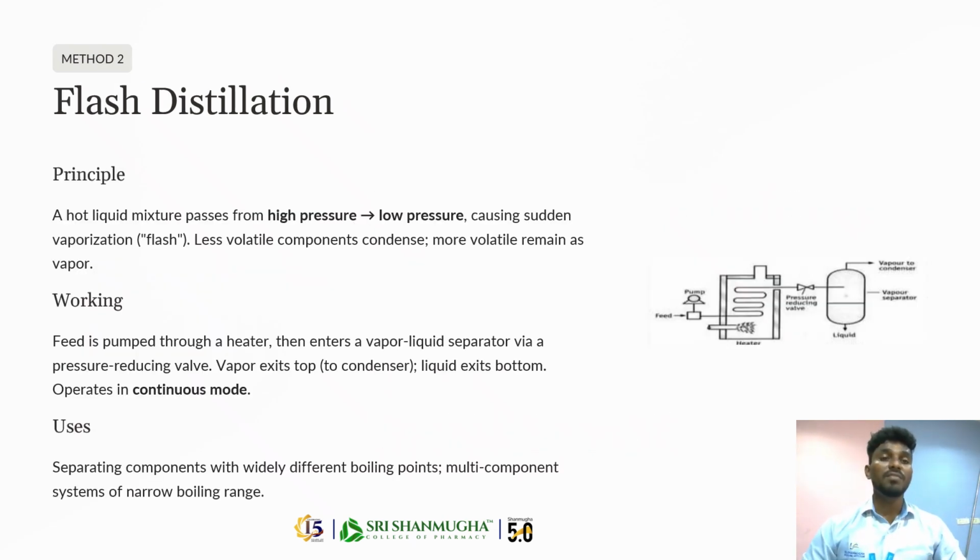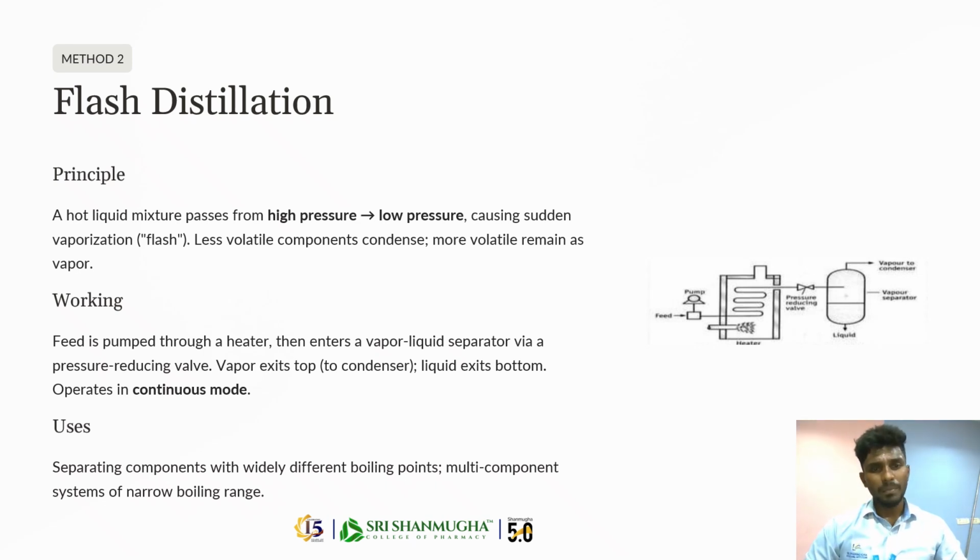And the second one is flash distillation. The principle: a hot liquid mixture passes from higher pressure into lower pressure, causing sudden vaporization. The less volatile component is condensed, while the more volatile remains as vapor. This is the basic principle. And what is the working principle of flash distillation?